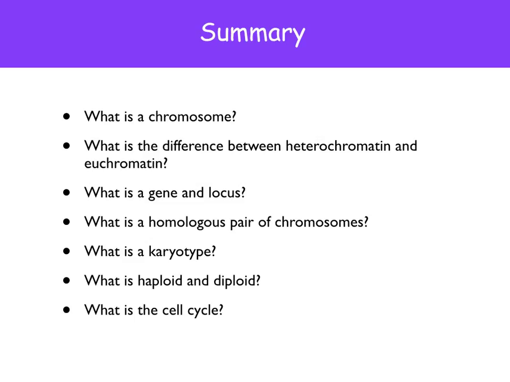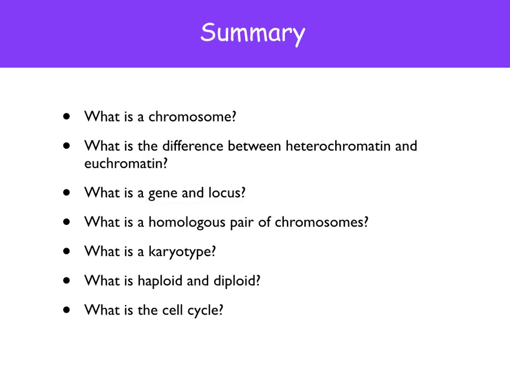What is a homologous pair of chromosomes? It's a pair of chromosomes in a diploid cell that have the same structure as each other and have the same genes. Not necessarily the same alleles though. What is a karyotype? It's an organized profile of chromosomes, and the cells that have homologous pairs of chromosomes are called diploid. So they have two complete sets of chromosomes, whilst haploid have one complete set of chromosomes.